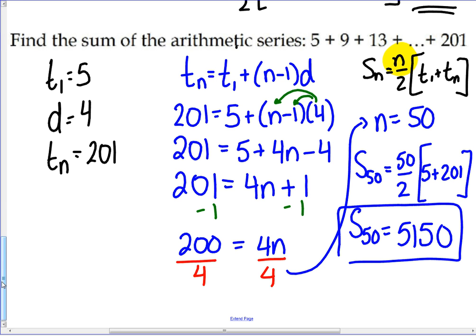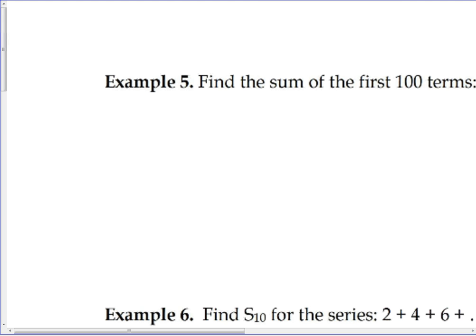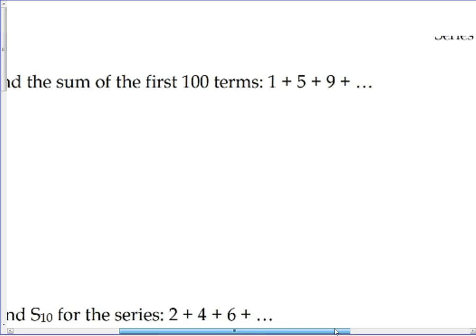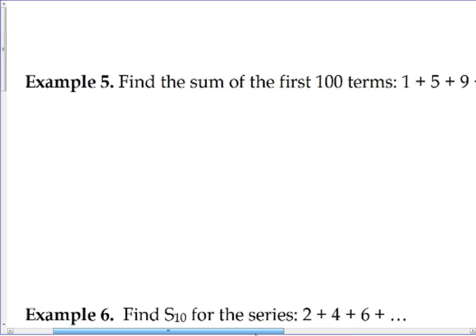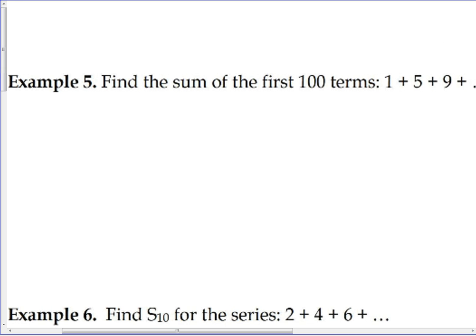Okay, we're almost done. I think we're almost at the point where you could try some homework. Let's see what I still have to see what's here. Example 5 is straightforward. You know your n, right? You know your first term. You know your common difference. So we're going to skip number 5.